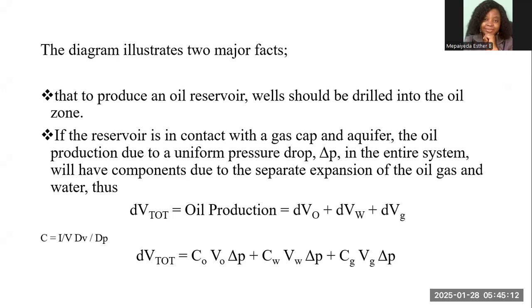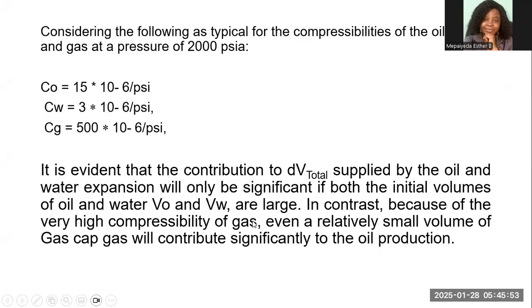we have components due to separate expansion of oil, gas, and water. So what that means is that if there is a presence of gas cap, there is a presence of an aquifer, and the oil system itself, they all help contribute the energy to the drive of the reservoir system. So there's an energy contributed by the gas cap, there's an energy contributed by the aquifer, and there's an energy contributed by the expansion of oil within the system itself. So the total oil production is as a result of the expansion of oil, expansion of water, and the expansion of gas.